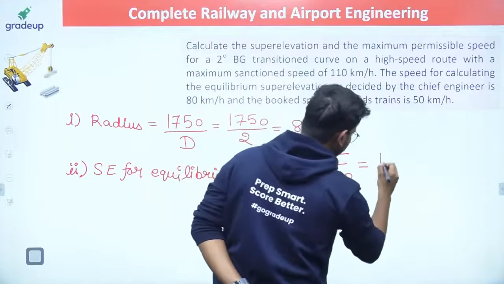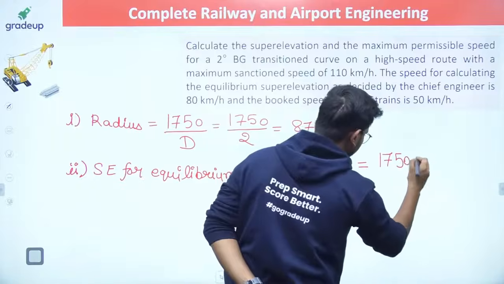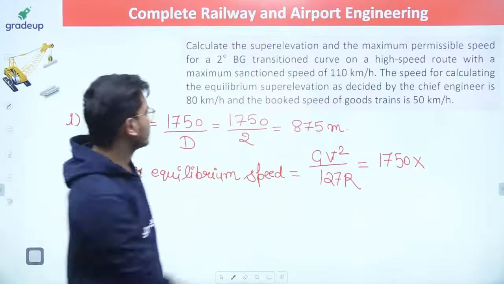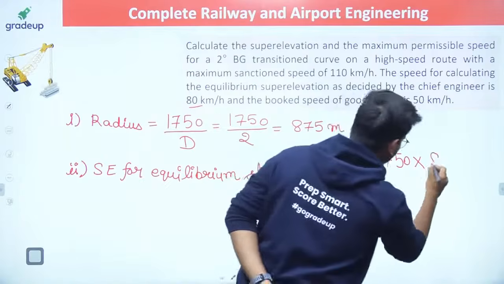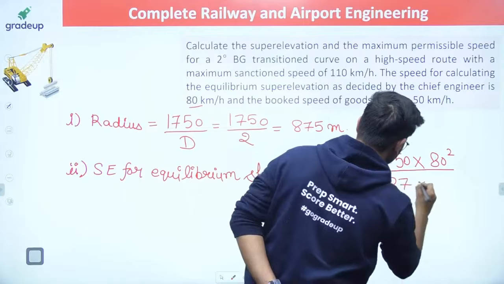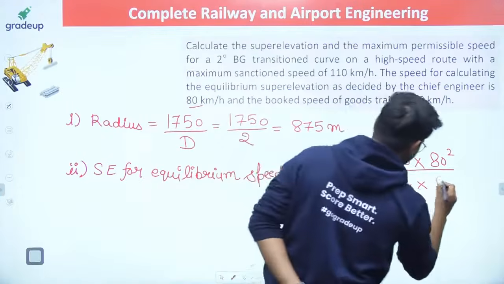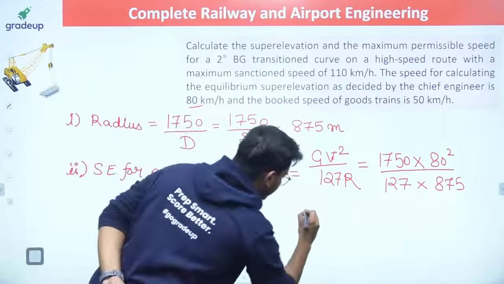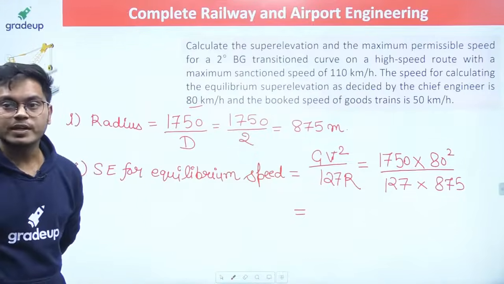G will be 1750, in mm I'm writing, right? Velocity will be how much? 80. So 80 square divided by 127 into how much is the radius? 875. So how much should this be? Everybody answer quickly.